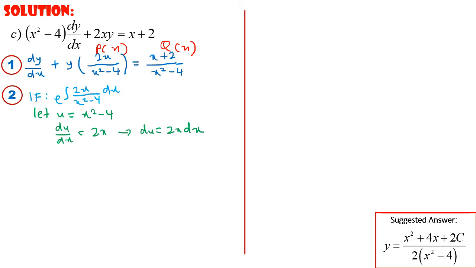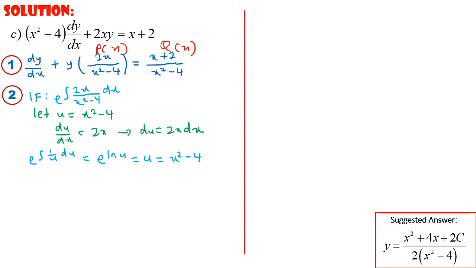So let u equal x squared minus 4. So du, we will replace 2x dx with du. Okay. So we can easily simplify our function. Now we become 1 over du. So straight away we know the integration will be ln u.